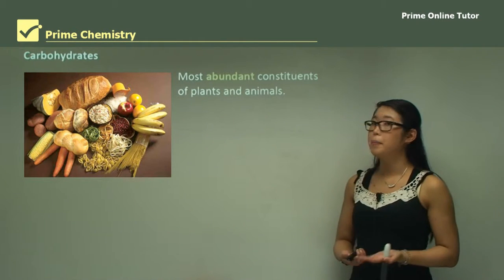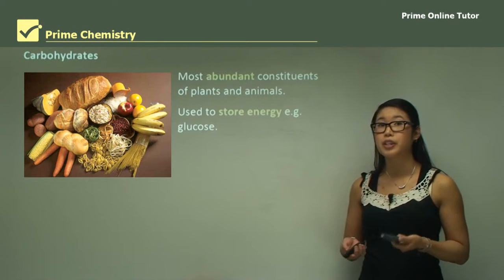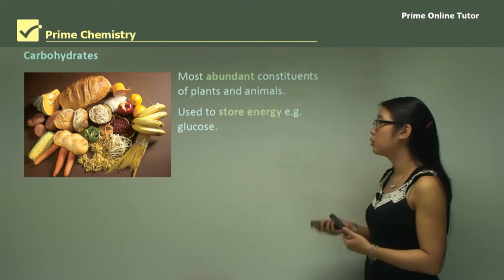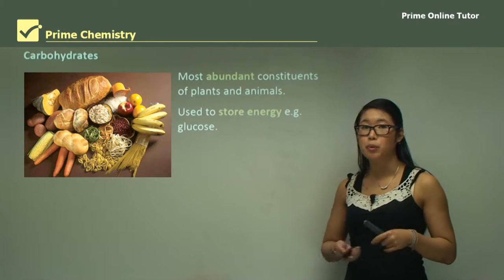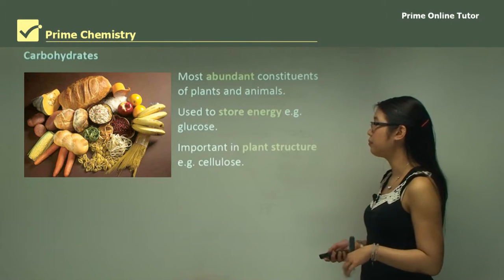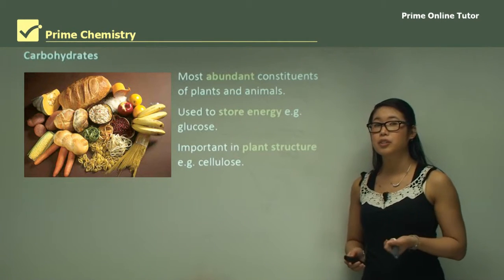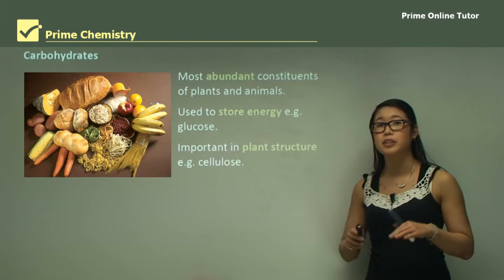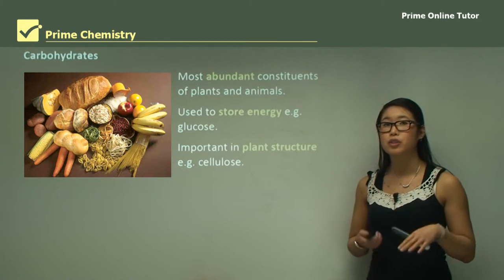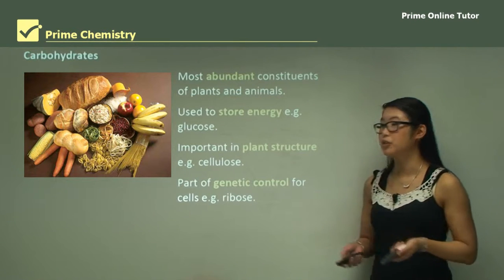Carbohydrates are the most abundant constituent of plants and animals, and they're used as an energy storage system. So glucose is the store of energy because when we break it up, it will release energy for us to use. It's important also in plant structures such as cellulose. Cellulose is a sugar, but it forms the cell wall and gives the plant structure so it doesn't fall over. It's also part of genetic control.